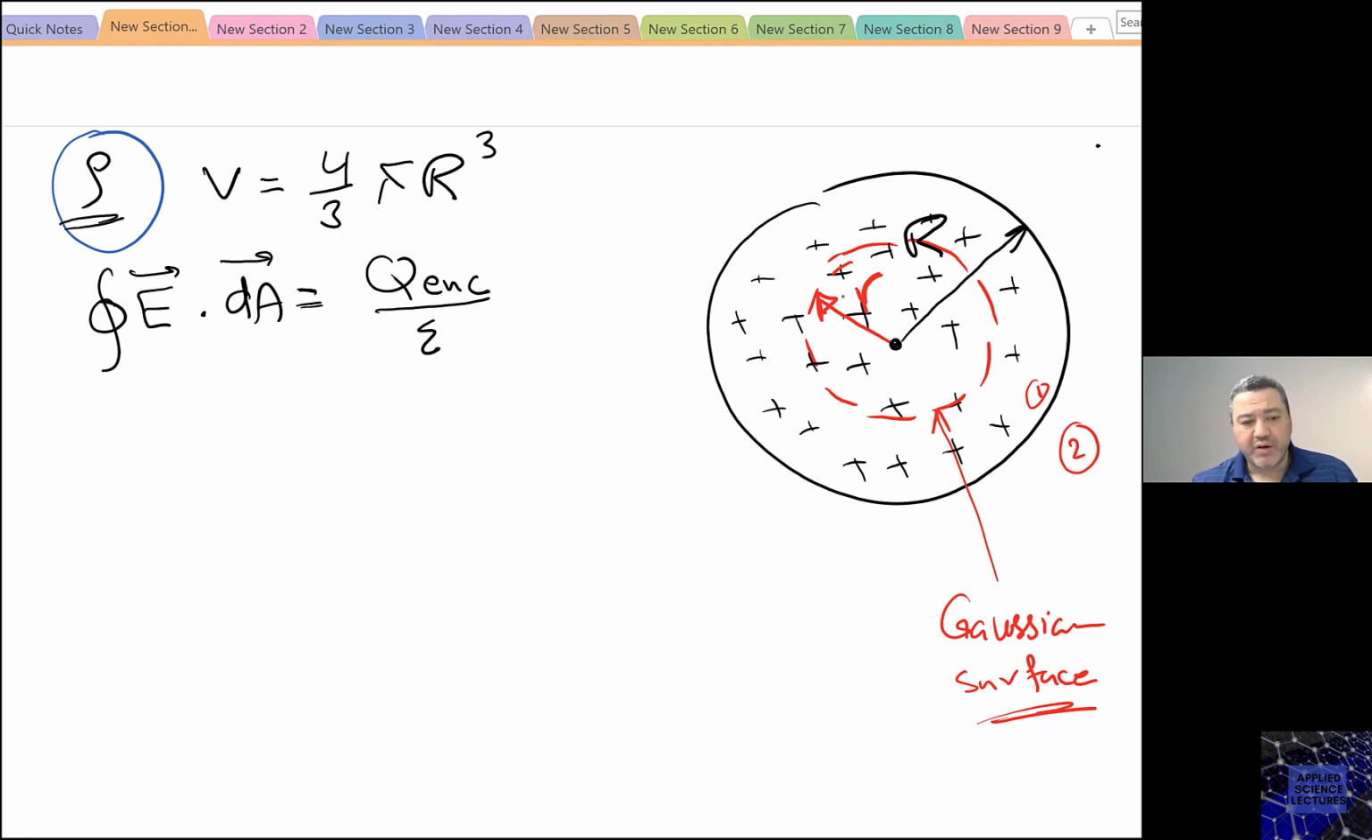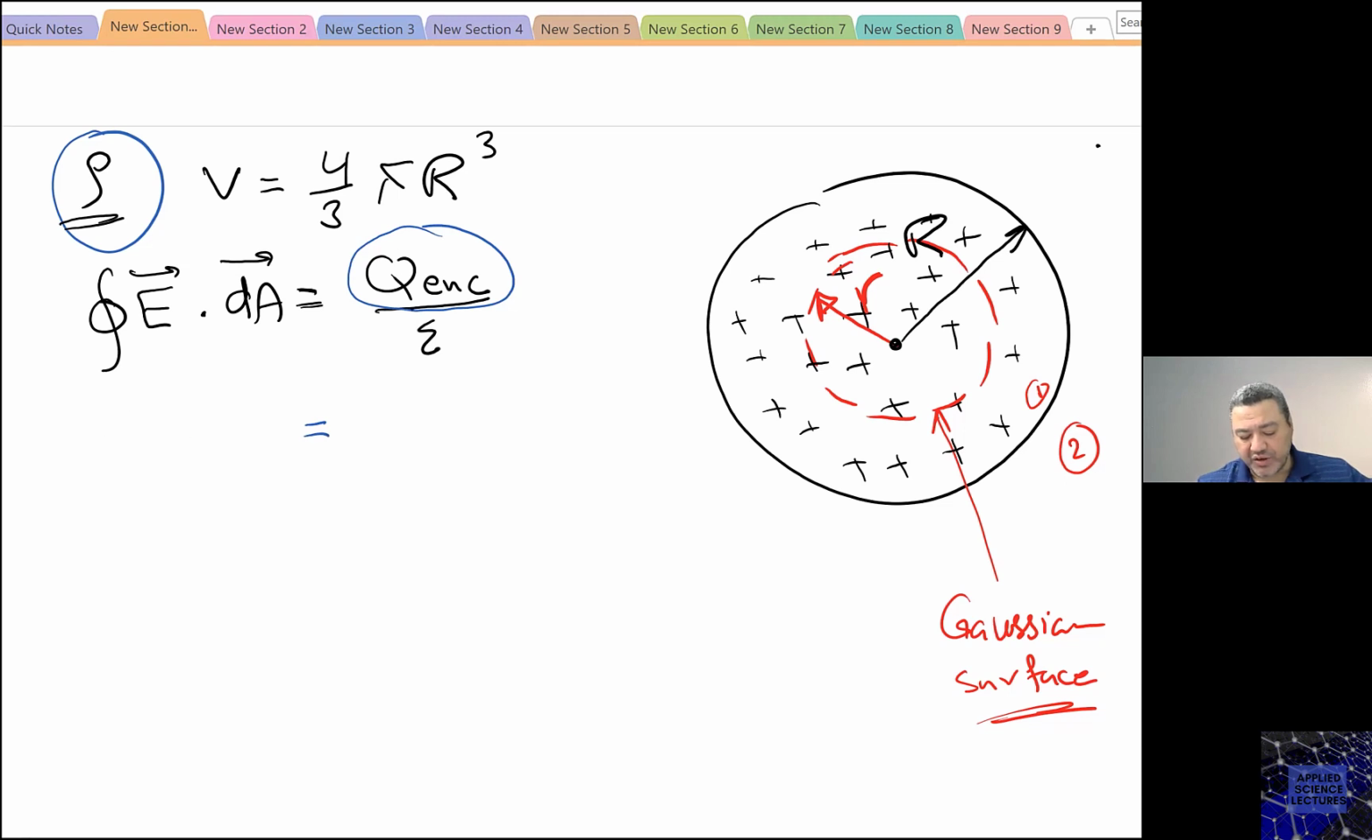So now, this Q enclosed is going to be a function of this r for my Gaussian surface. This would reflect the amount of charges enclosed within this Gaussian surface. So this Gaussian surface basically is defining a volume. Now the charge enclosed is basically a function of this radius.